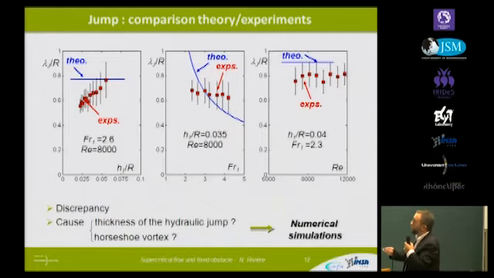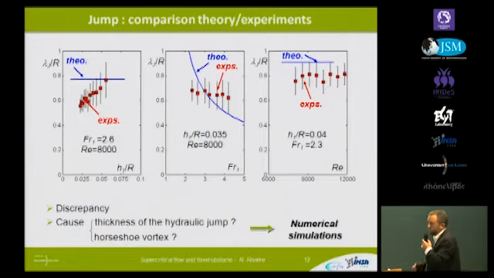We see, for example, that in our model, the main parameter is the Froude number, but in experiments, we have a very small dependency on this parameter. More, the detachment length of the jump should not depend on the width of the obstacle, and we see that there is a very strong dependency. So we have a very strong discrepancy between the model and experiments. I have proposed two causes: the thickness of the jump and the horseshoe vortex.